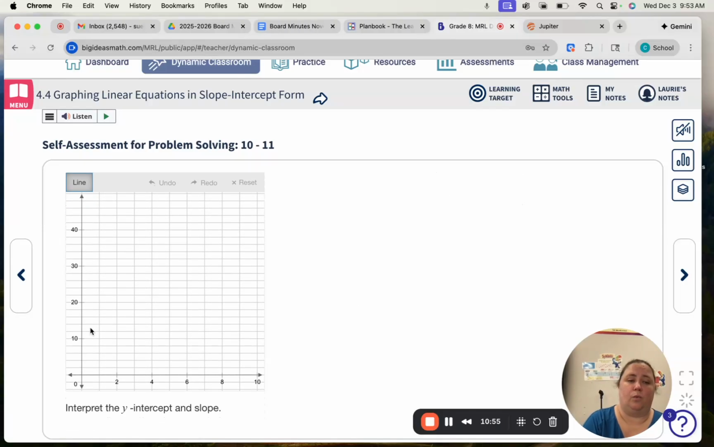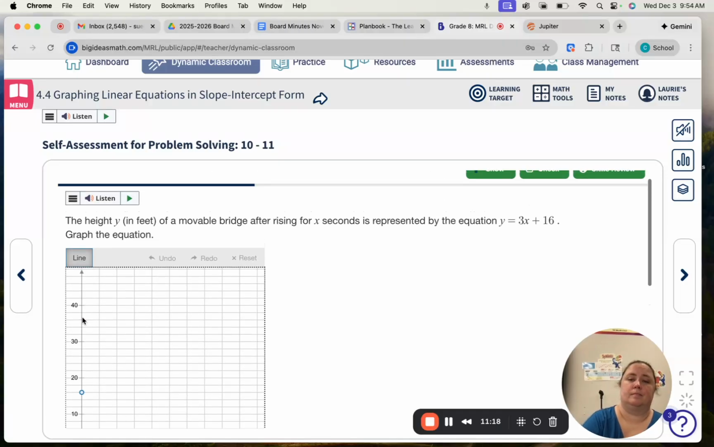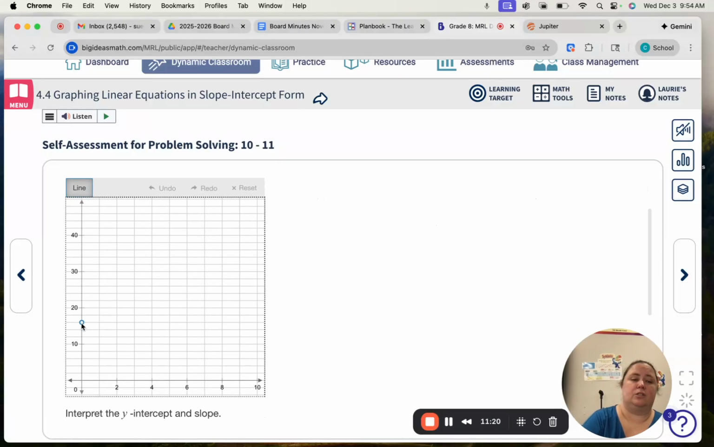So what is my y-intercept? 16. So it crosses which line? The y line at 16. You can see here this is 10, and in between it goes by twos, because to get to 20, I'd have to go 10, 12, 14, 16, 18, 20. So where would 16 be? The third line after 10: 2, 4, 6. So 16 would be right there. That's my first dot at the y-intercept.